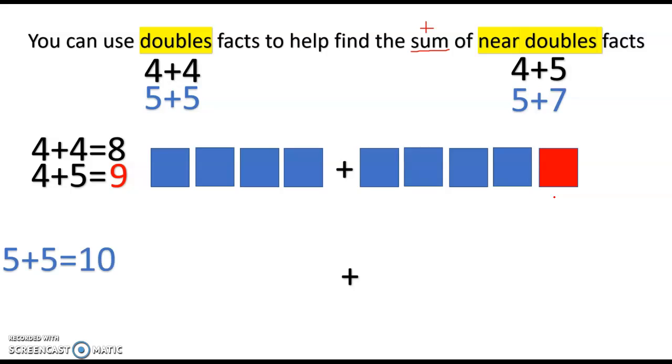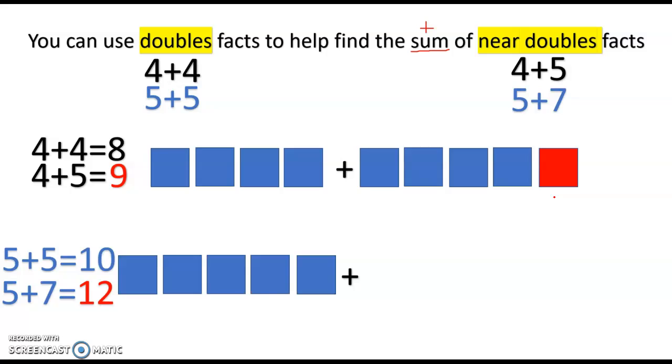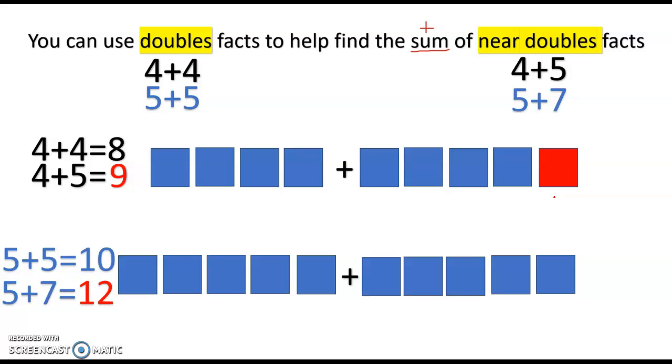Let's try 5 plus 7. We know that 5 plus 5 equals 10. Our doubles fact, 5 plus 5 equals 10. 7 is 2 more than 5. So 10, 5 plus 5, plus 2 more is 12. So our answer is 12.